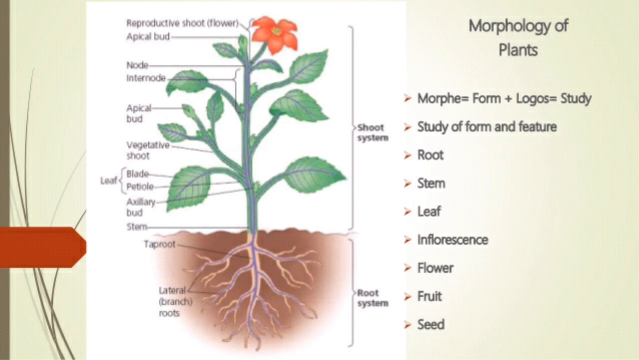See the various parts of the plant. Root, stem, leaf, inflorescence, flower, fruit, seed. Then root system and shoot system.